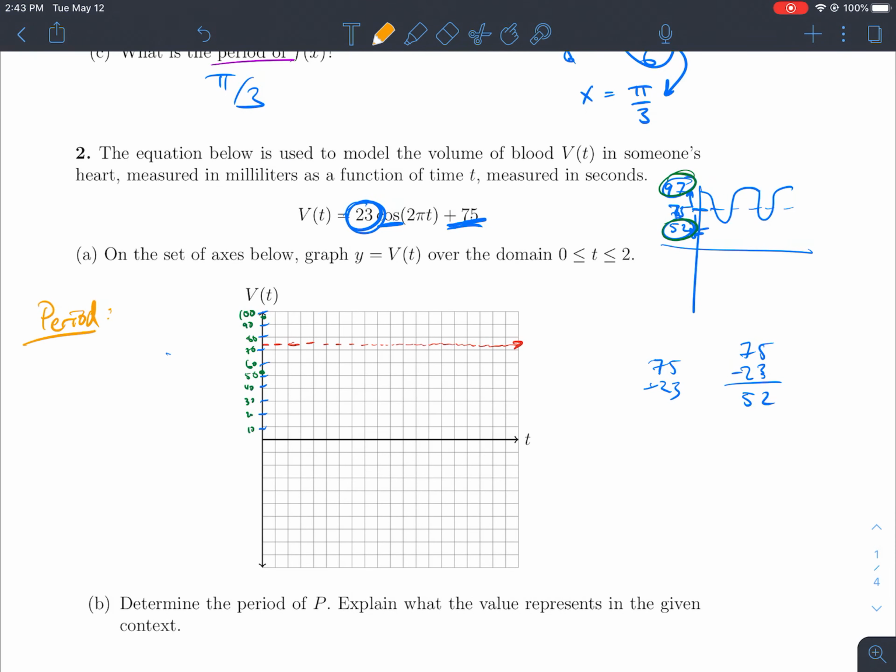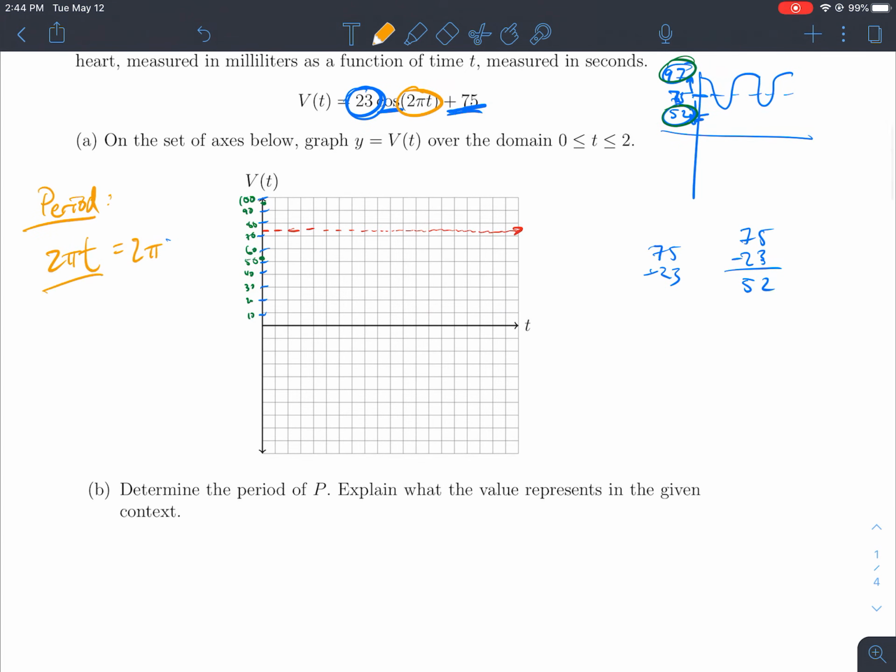So to find the period, we set the inside equal to 2 pi. We divide by 2 pi on both sides, and that tells us that the t value is 1. So this heart is beating once per second because it goes through a full cycle.